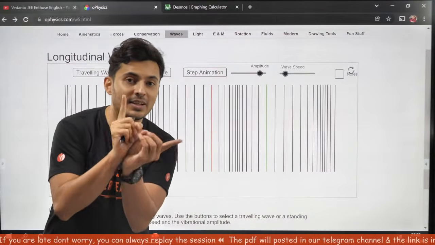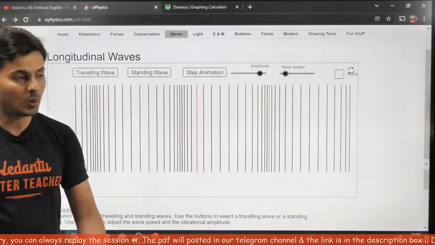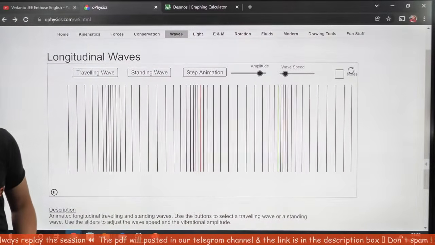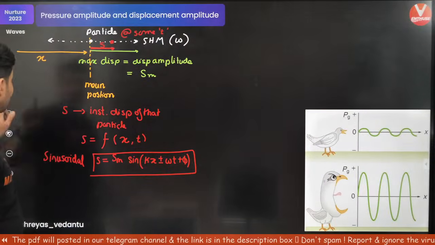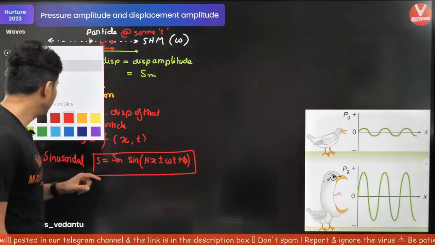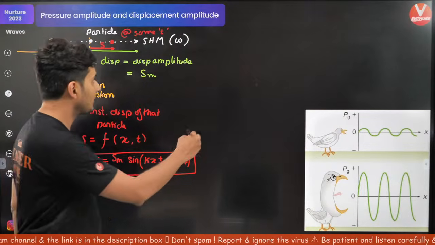Do you see a phase difference? They are not in sync, they differ by pi by 2. I hope this is clear. That is what is very, very important. Let me just go back. So if this is the displacement, then when I talk about the pressure, observe this.